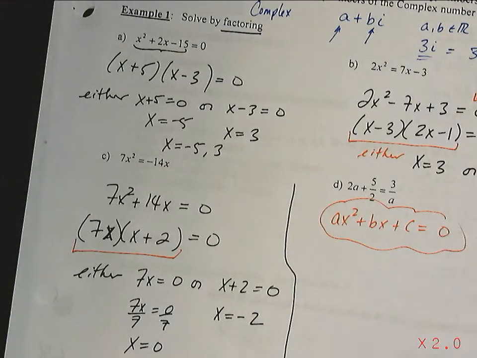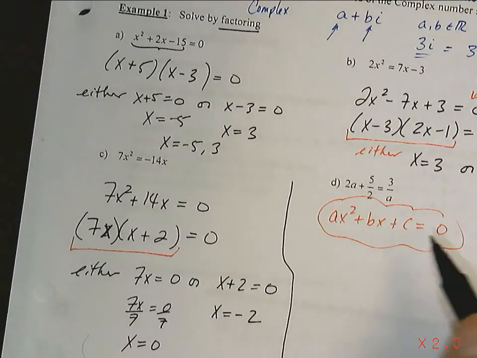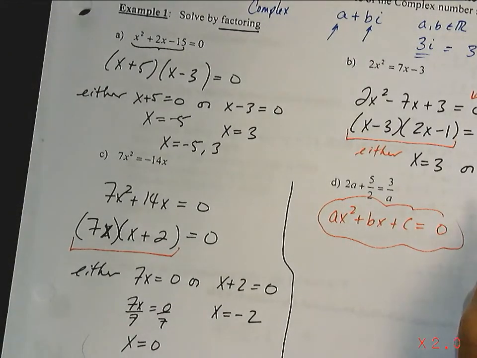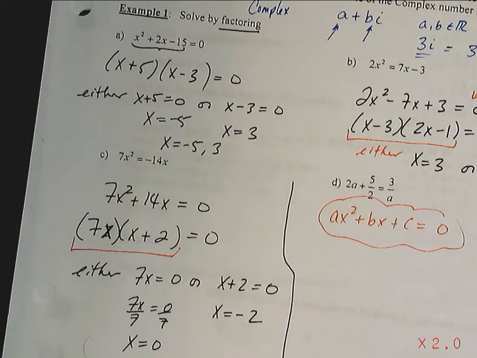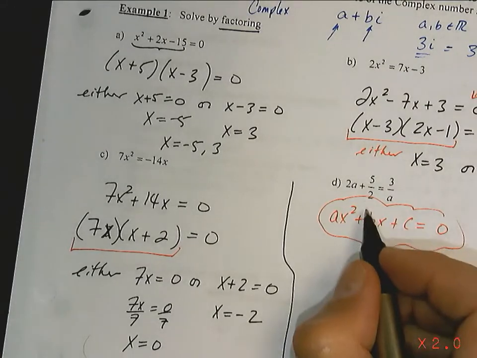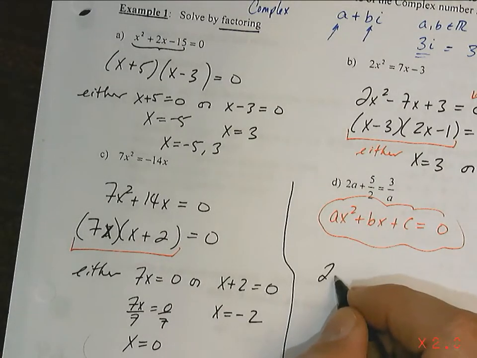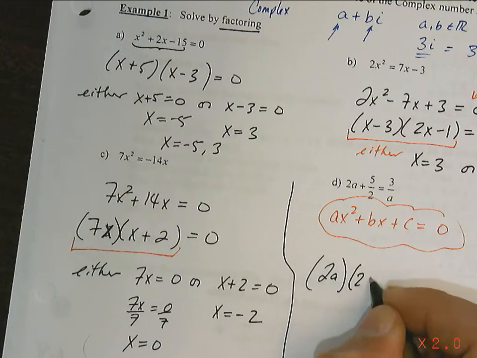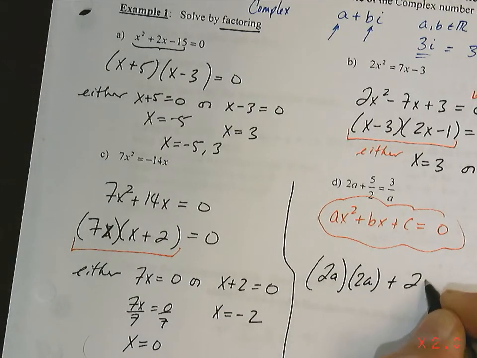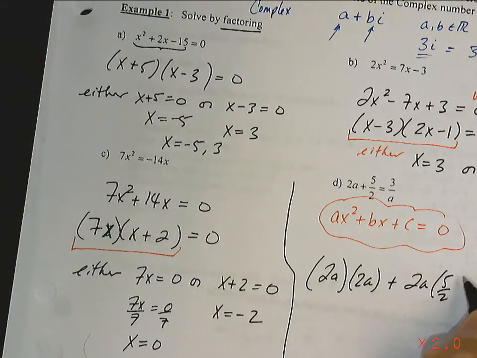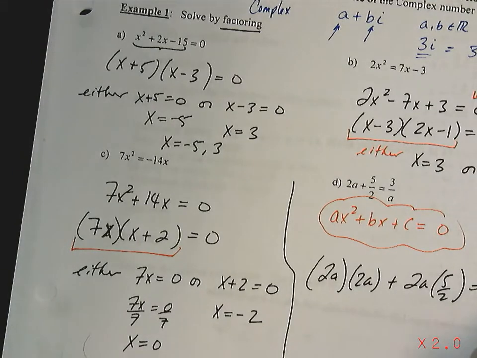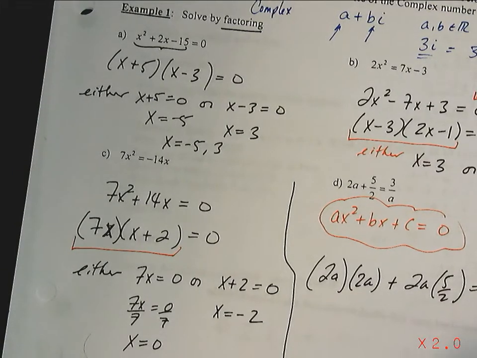So what I'm going to do is I'm going to get rid of the fractions. I'm going to multiply each and everything by the lowest common denominator, which is 2a. So I'm going to multiply the first term by 2a. I'm going to multiply the 5 over 2 by 2a. And I'm going to multiply the 3 over a by 2a.